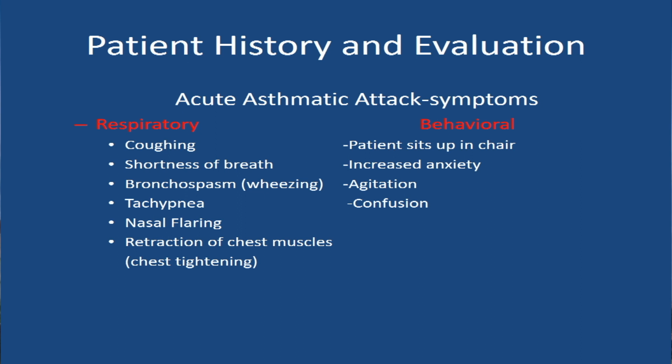Do they have any nasal flaring where they're having difficulty getting breaths in? And other chest muscle retractions where the chest is tightening and we see those accessory muscles in the chest being utilized because the patient is short of breath and the patient is breathing rapidly. So it's important for us to recognize those respiratory symptoms. Behaviorally, the patient sits up in the chair, they have increased anxiety, there's a lot of agitation going on, and a lot of confusion with the patient once they start having an asthma attack.